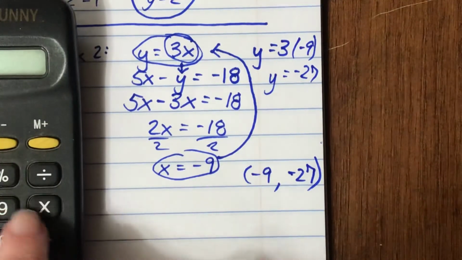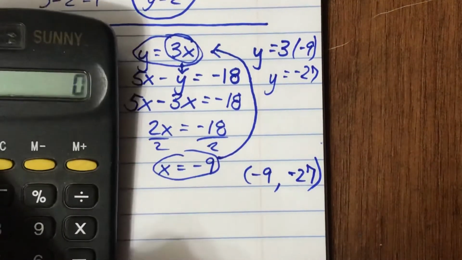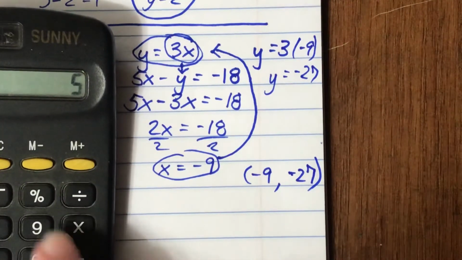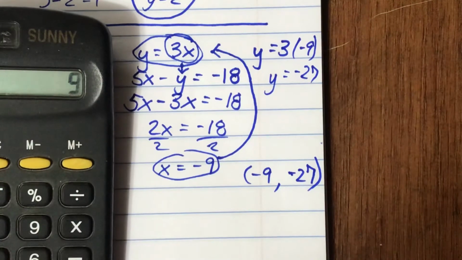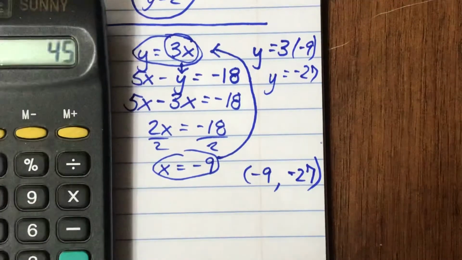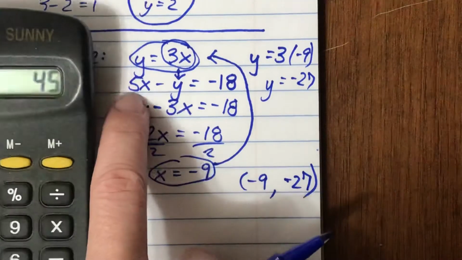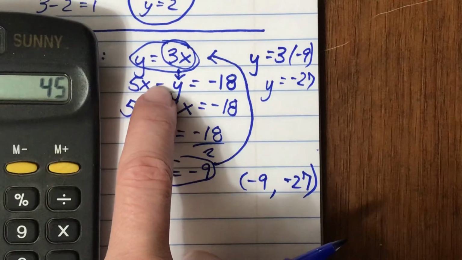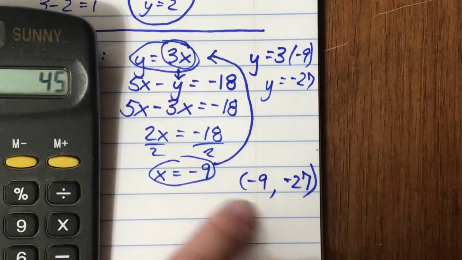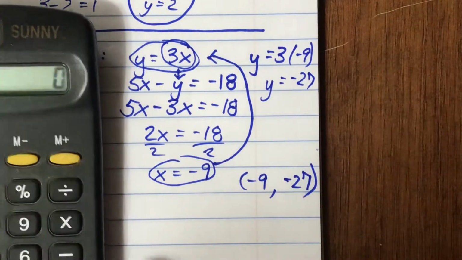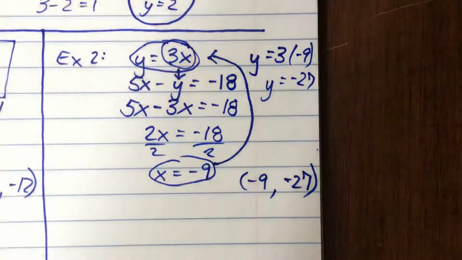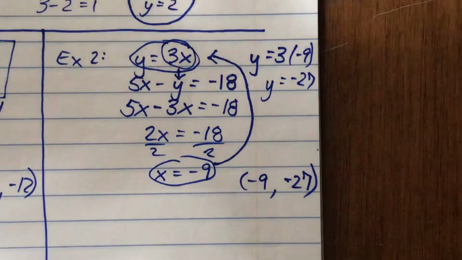So what is 5 times x? Well, 5 times x is 5 times -9. I don't even have a negative on this calculator. That's not going to work. All right, well, that would be -45, right? And then -45 minus my y value, which is -27. I'm not going to be able to do it on this calculator. Let's see if I can find a calculator that actually has a negative button on it.